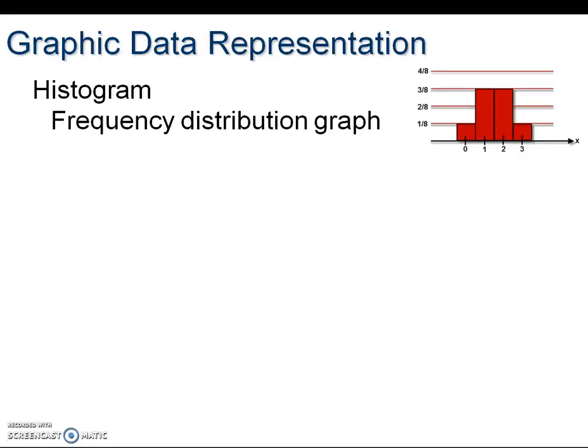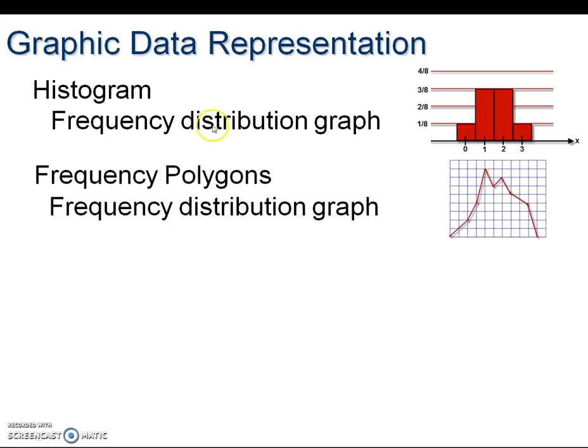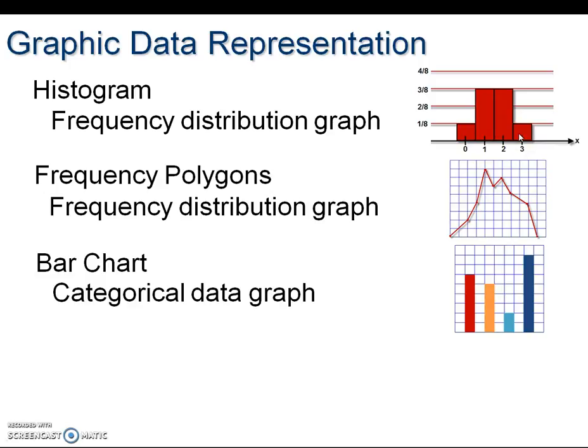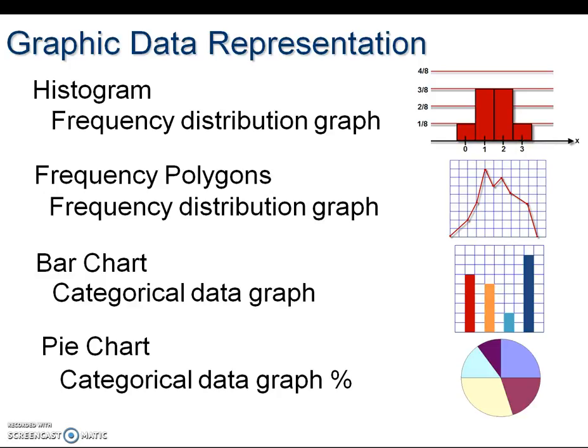Now you can then use graphical data to represent it. Histograms are a very popular one, looking at how often something occurs. Frequency polygons, which are very similar, but it's going to be a line graph. Bar charts, pie charts.